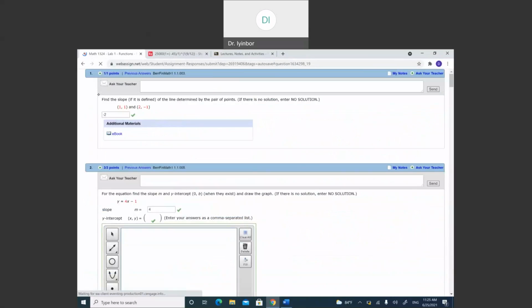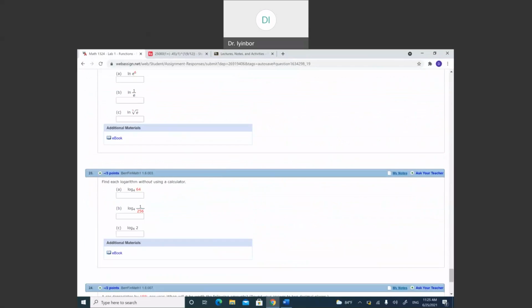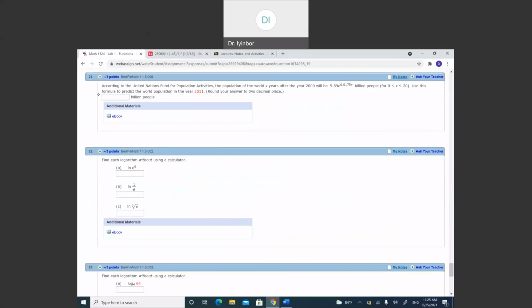And we're good again. Now, number 21, we still have a few more questions to do, which are similar. Number 21, the population is given with this formula. They say the population is calculated using this formula, and it's in billion people. Now, X is changing between 0 and 20. You have to use this formula to predict the population in 2011. Because you start from 2000, X is going to be 11 years after 2000, because that's where you start the count.